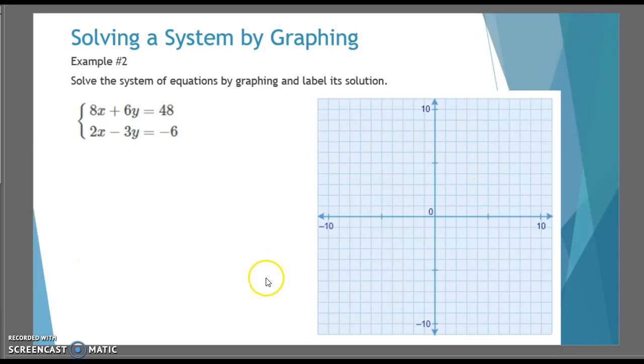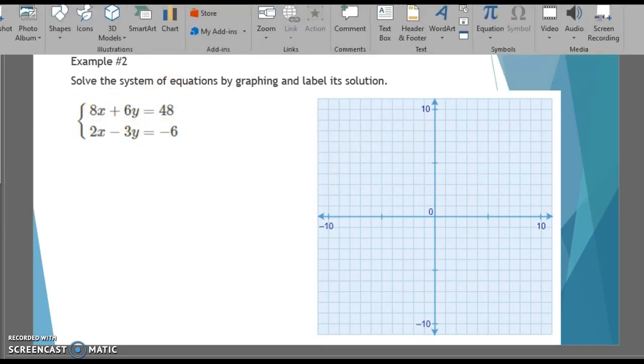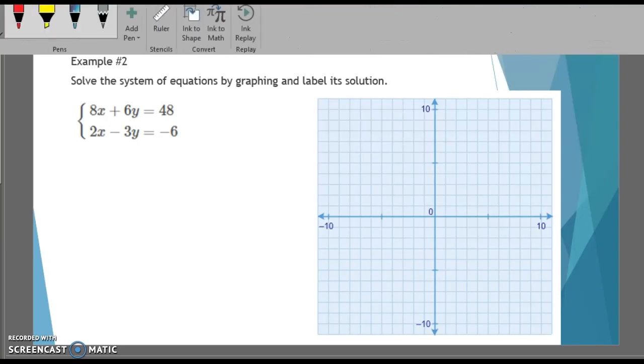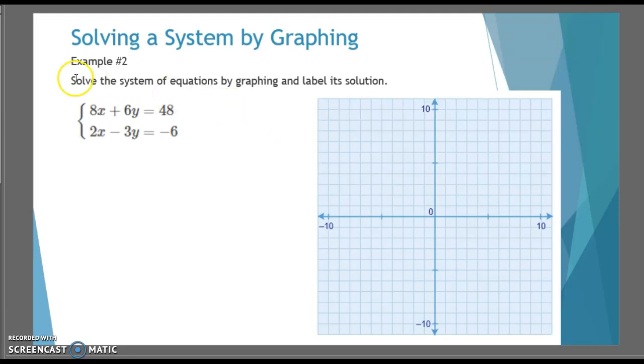All right, let's do this one. So solve the system of equations by graphing and label its solution. So you may notice that these are in standard form. You need to change them into slope-intercept form, or you can use intercepts. But what I'm going to do is I'm just going to change it to slope-intercept form because that's easier. So we'll change this first one here.